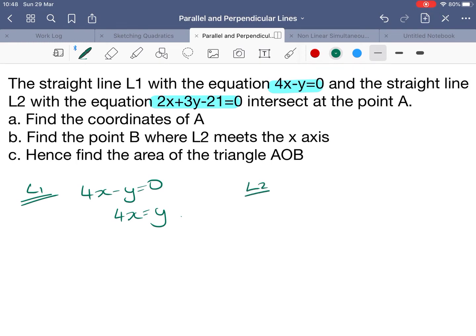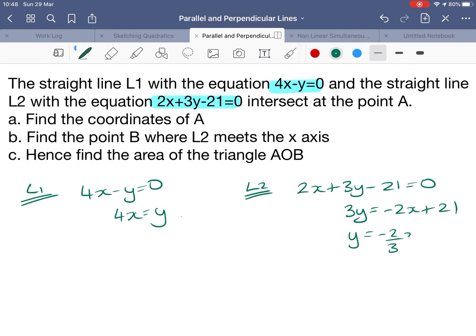Let's have a look at L2. So we've got 2x plus 3y minus 21 equals 0. I'm going to add the 21 and take away the 2x from both sides. So I'm going to get 3y equals minus 2x plus 21. And then I'm going to divide every term by 3. So I'm going to get y equals minus 2/3 x plus 7.